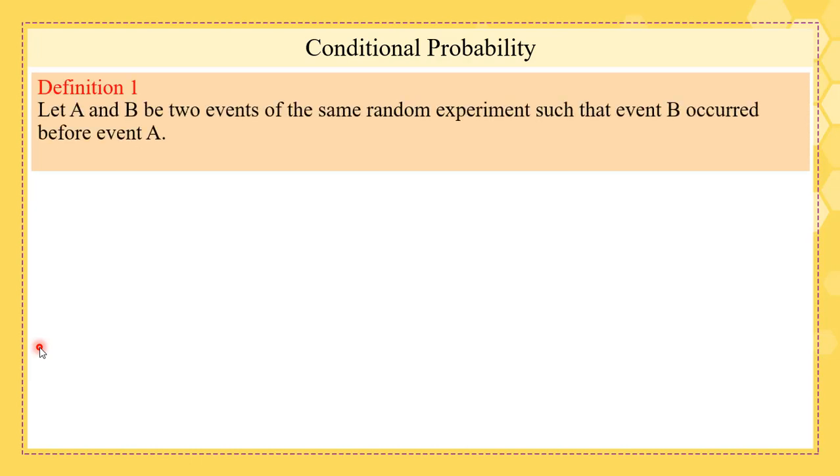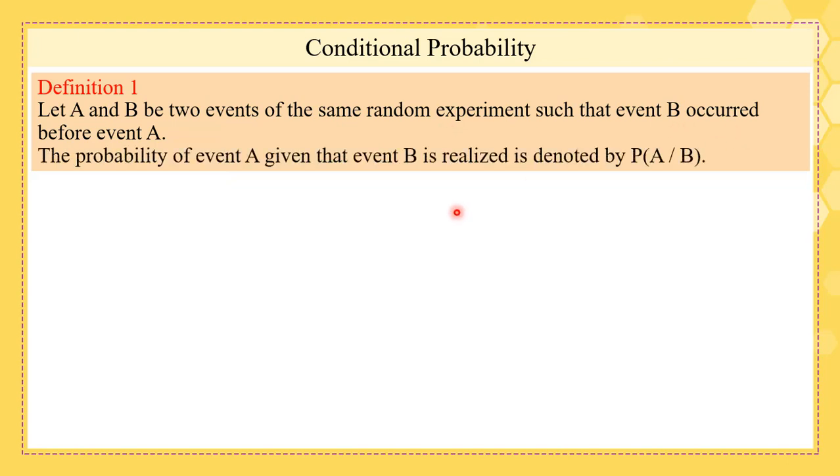Let's begin. A and B are two events of the same random experiment such that event B occurred before event A. So we have two events such that one of them happened before the other one. And in this case, we suppose that B occurred before A. The probability of A given that event B is realized is denoted by P of A slash B or P of A given B.